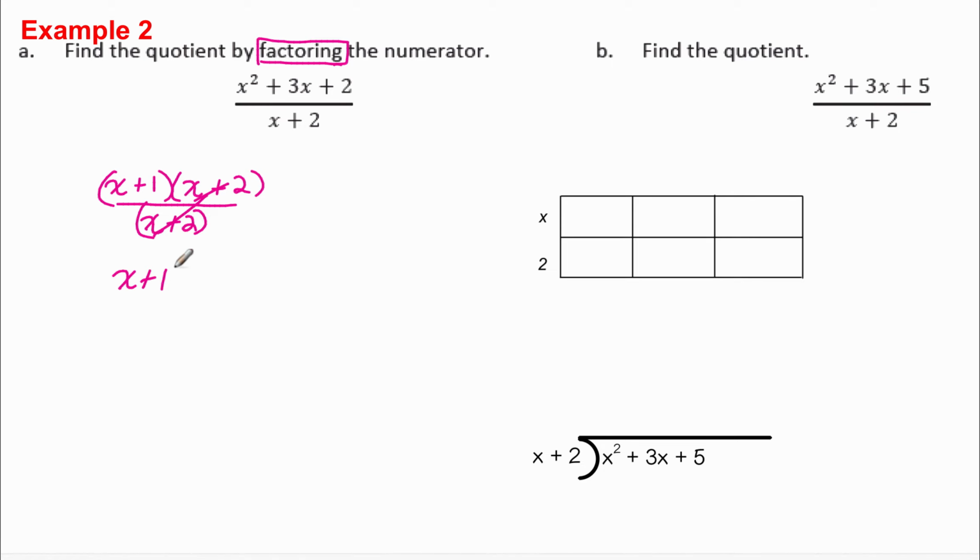So there, that's the quotient. When you divide this trinomial by this binomial, you have that as an answer. Now, if you can't factor, you can always divide out.